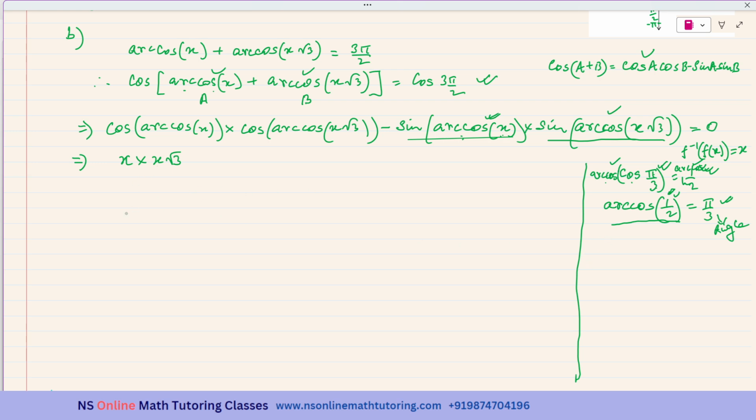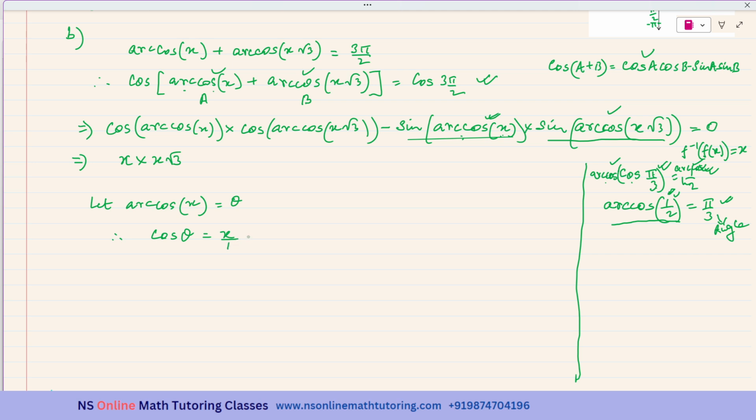I am just writing over here sine of arc cos of x. Let it be equal to theta. Therefore, taking cosine of both the sides, we get cos theta equal to x.